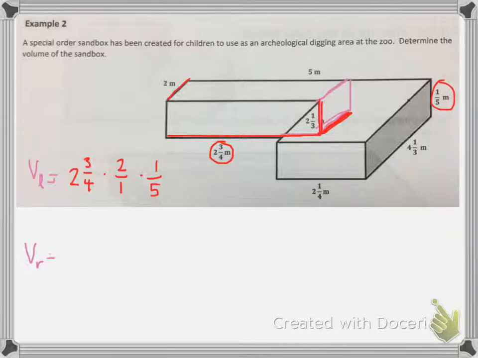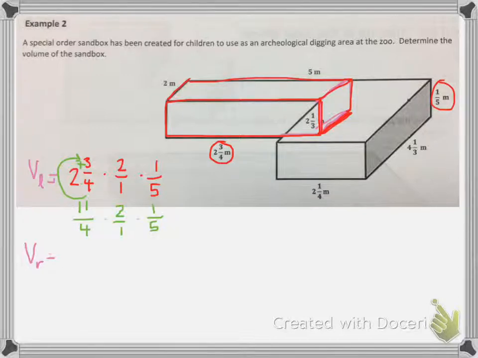So to find the volume of the left prism, this one that's in red, let me just outline it all in red. That one, the one on the left side, that's going to be 2 3/4 times 2 times 1/5. All right, and we can't deal with this yet, so I'm going to change this mixed number into an improper fraction. Remember, 2 times 4 is 8, plus 3 is 11/4. So this is 11/4 times 2 over 1 times 1 over 5.